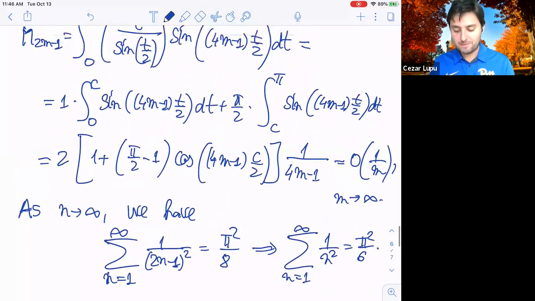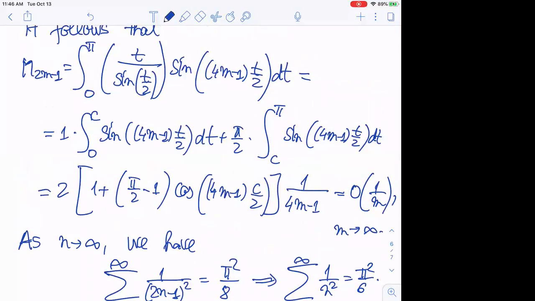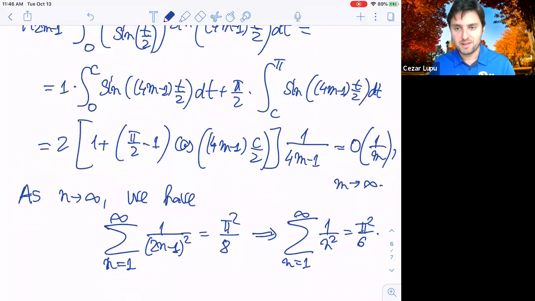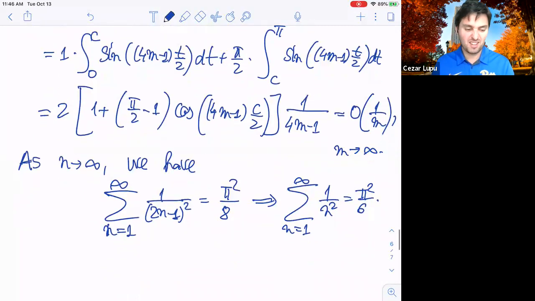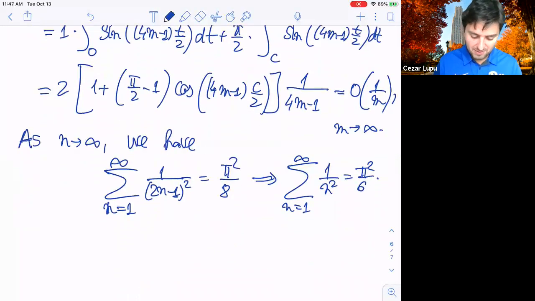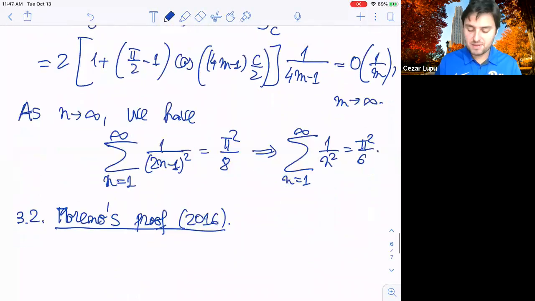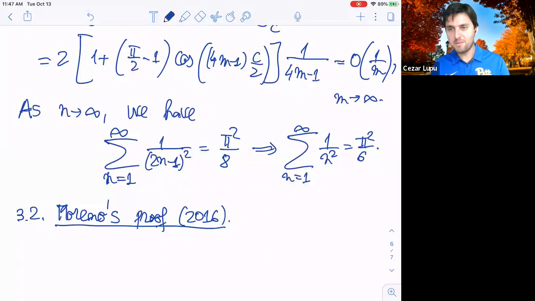So this is the proof of Stark. To be honest with you, the second proof that I will present is nicer, it's shorter. Moreno's proof, in fact, this will be immediate. And this was published in 2016. Again, this will be simpler because I don't need the third mean value theorem.